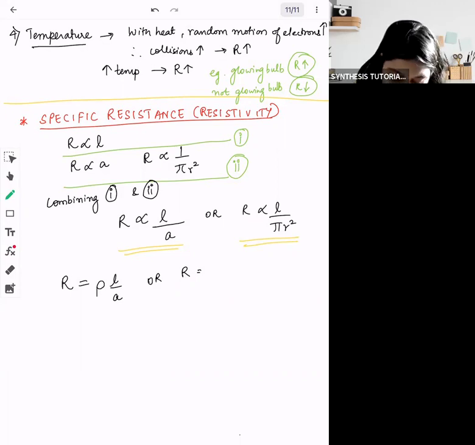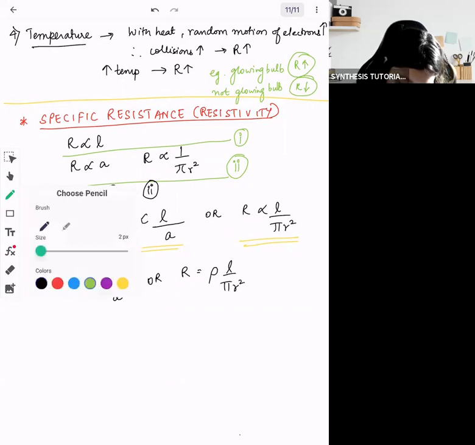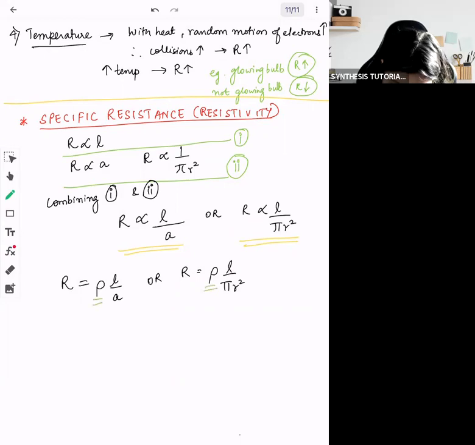Okay, so ये ऐसा हो गया ρ L upon pi r square. Okay, so here we are concerned with understanding what this is. It's specific resistance which is offered by the material of wire. It is different, and here as a constant of proportionality it will be this resistivity. Okay, it is called the constant which is called specific resistance or resistivity.